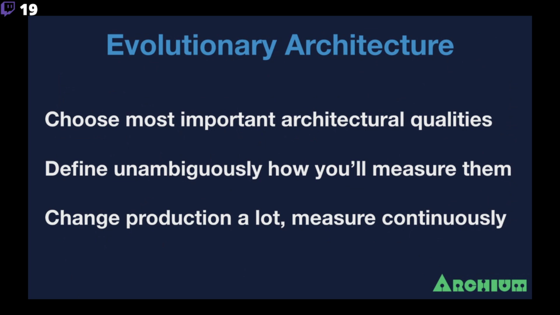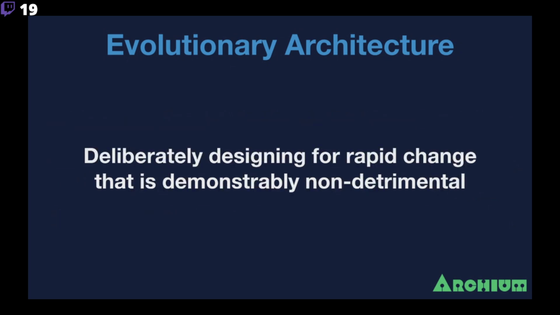Then the third step is change production a lot. Go ahead, change it as much as you can, get value to people as quickly as possible, but measure those architectural qualities continuously so that you know as you're making changes that you aren't making the system worse. So boiling that down into one sentence, the way I would word it is evolutionary architecture is about deliberately designing for rapid change that's demonstrably non-detrimental. So we're going to change our system very fast, but we can prove that we haven't made it worse as we push those changes in.